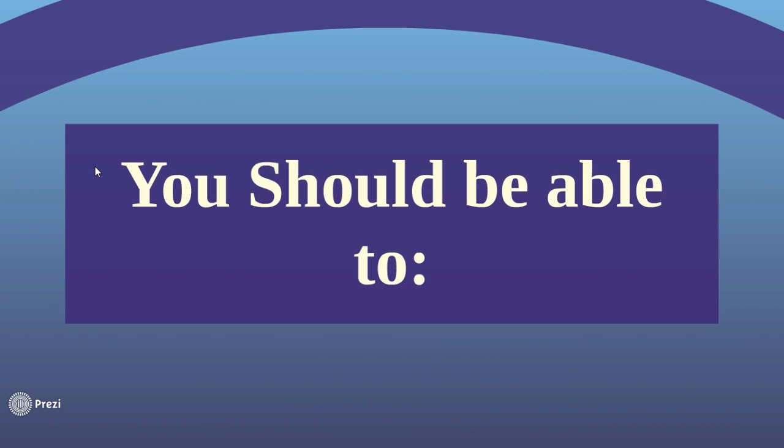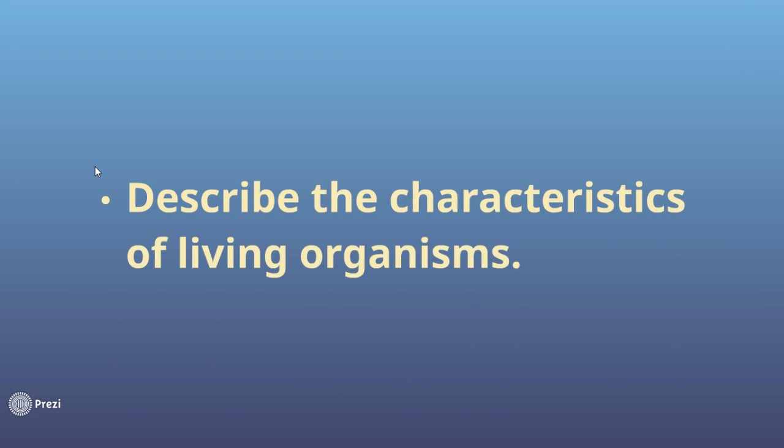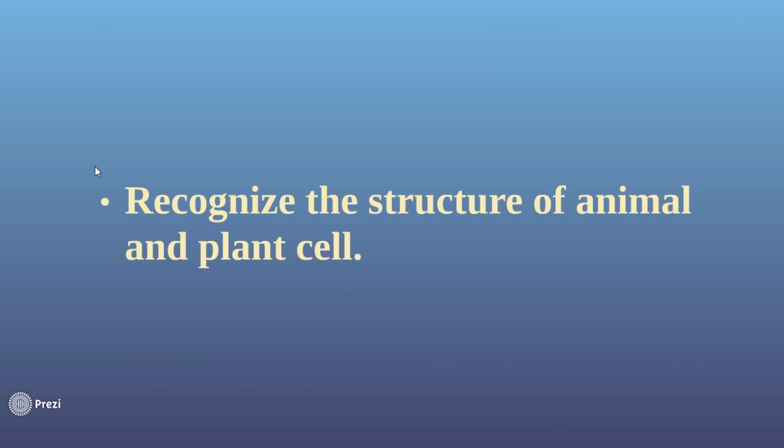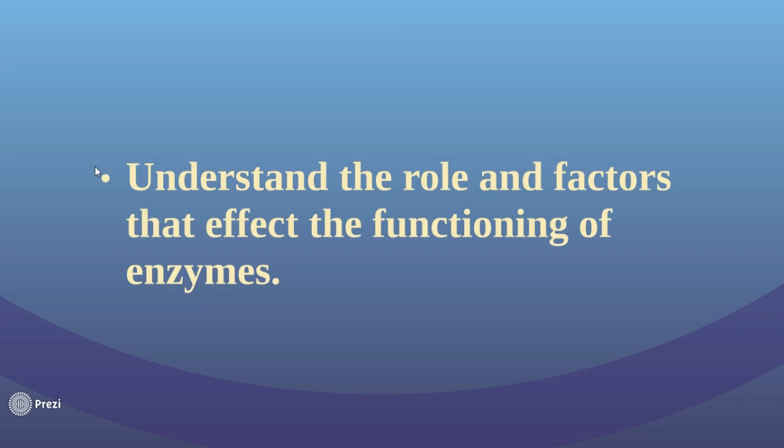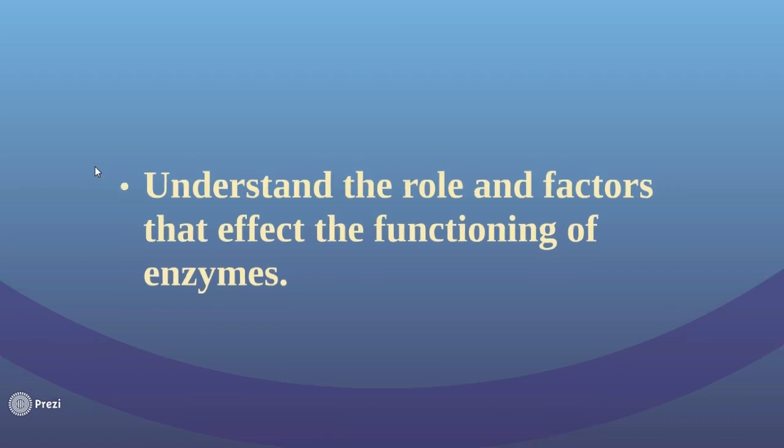After finishing this chapter, you should be able to describe the characteristics of living organisms, recognize the structure of animal and plant cells, tell the difference between plant and animal cells, and understand the role and factors that affect the functioning of enzymes.